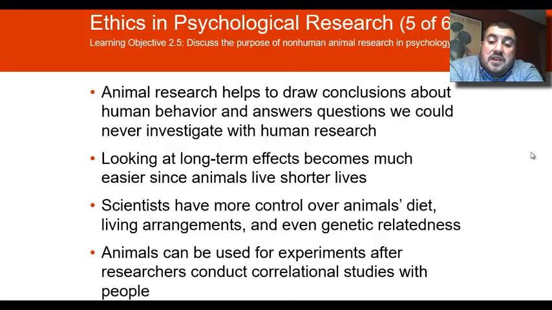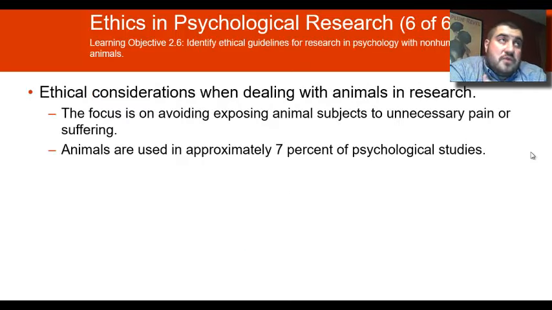they can be used for experiments after researchers conduct correlational studies with people. So if we know a correlation exists with people, we can try it out on animals first. Some people believe this is no more ethical than doing it with people, but it has helped us find a lot of different cures for diseases and whatnot in research. And basically, animals only are used in about 7% of psychological studies, but there is an overall effort to reduce an animal subject's unnecessary pain or suffering.